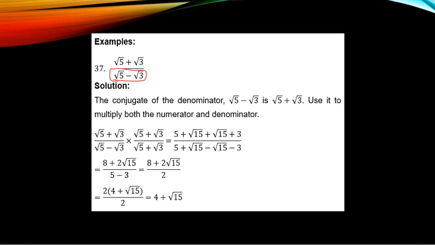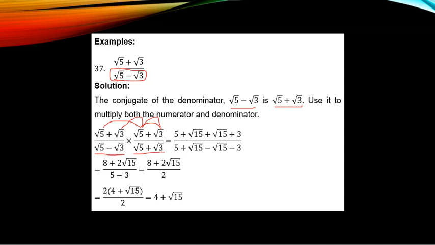The denominator is root 5 minus root 3. Its conjugate becomes root 5 plus root 3. The rule remains the same. You use the conjugate to multiply both the numerator and denominator. So this is the number itself times its conjugate in this form now. The same rule: the first term multiplies the first term, then the second term. When you are done, the second term multiplies the first term and the second term. The same thing happens to both numerator and denominator.